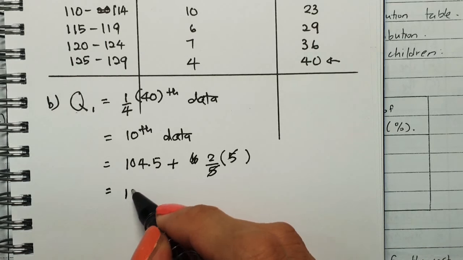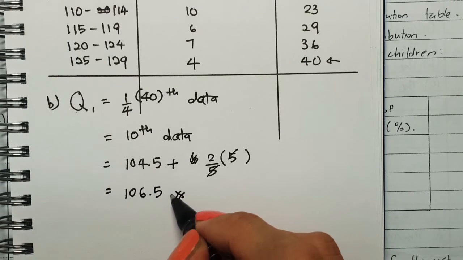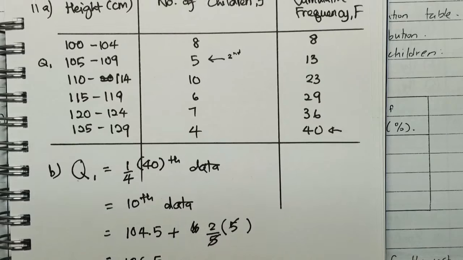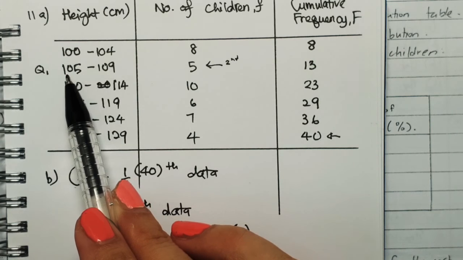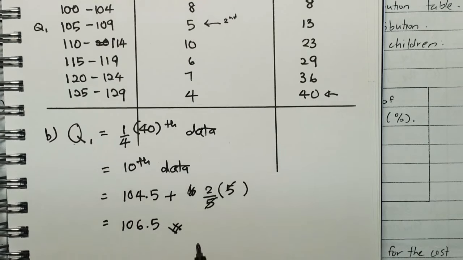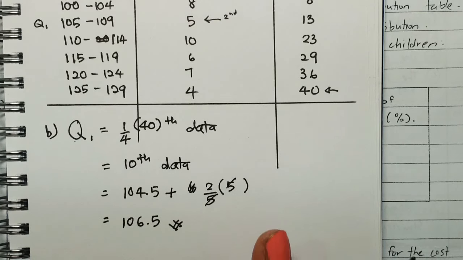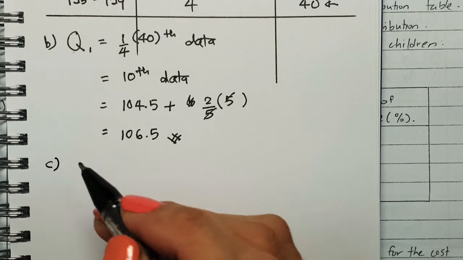So with this, we can find our first quartile, using the calculator, or you can just simplify it this way. So we have 106.5 to be our first quartile. Does it make sense? Yes, because our first quartile is within 105 and 109. So this one is 106.5, so it's still within the class. So it makes sense.